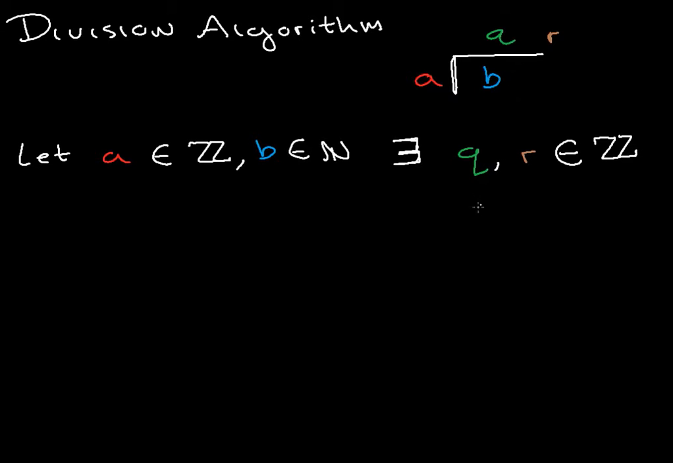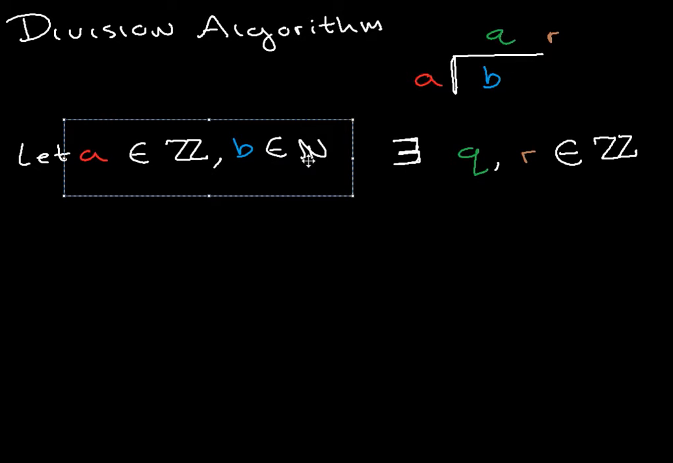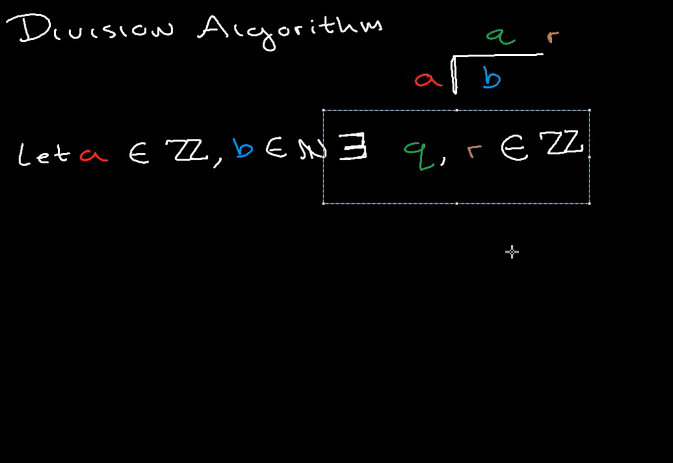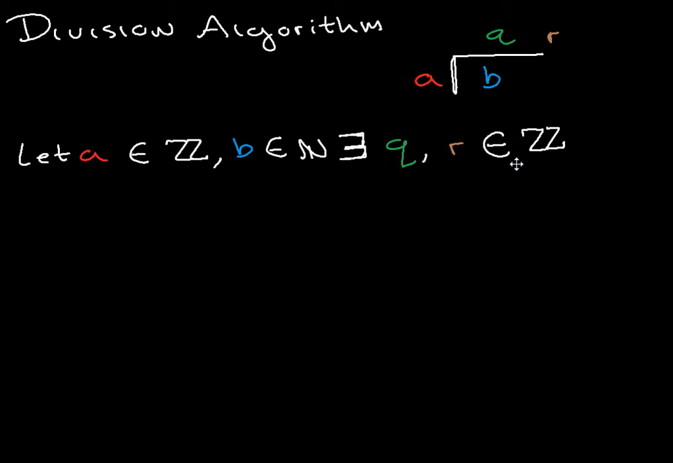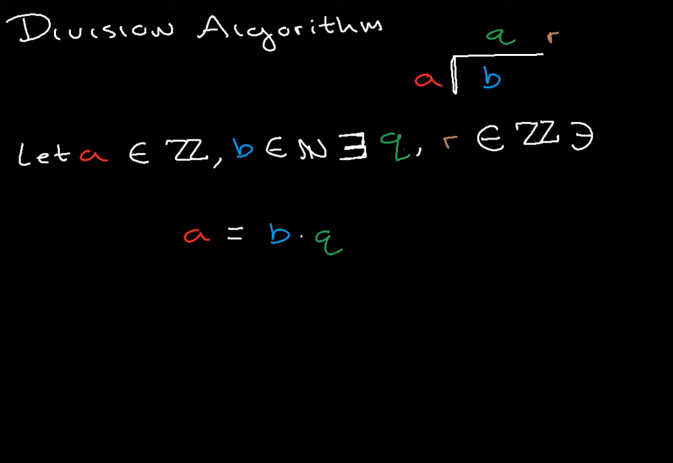Such that, and we denote such that by, basically, a backwards element sign. So usually you get a such that right next to an element of. So they always kind of seem like they're mirror imaging each other. So such that A equals B times Q plus R.